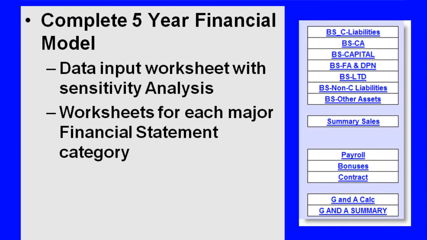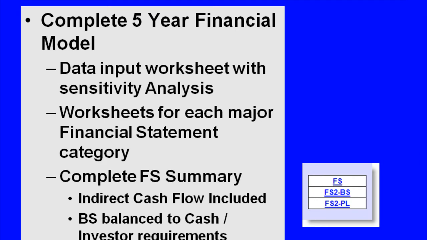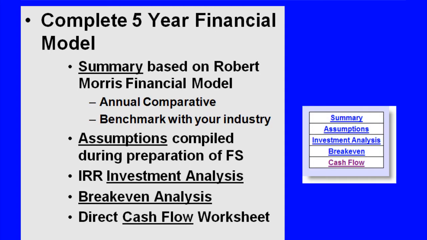In here we have the complete financial statement with the indirect cash flow included, and also we'll show this balances to the cash account. I set up 2 cash accounts. One is the base operating cash and then the overflow, or where we have to have investors put money into it, and there's an interest rate, calculates the interest, and then balances the balance sheet.